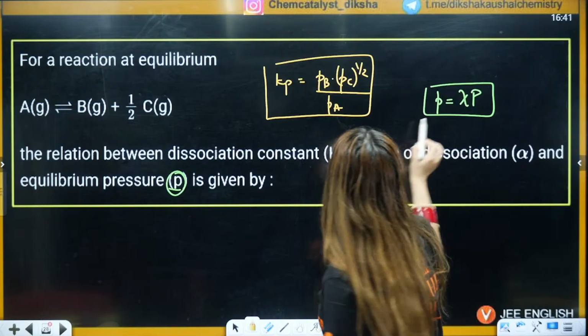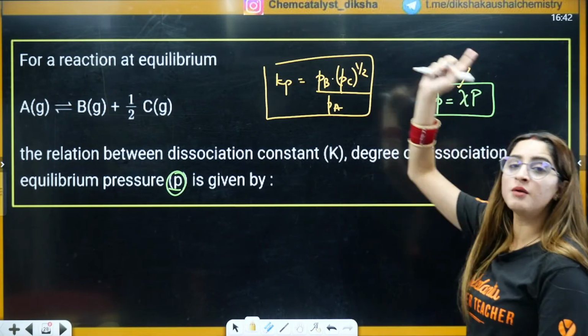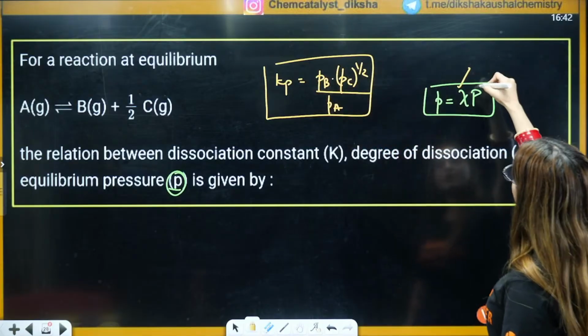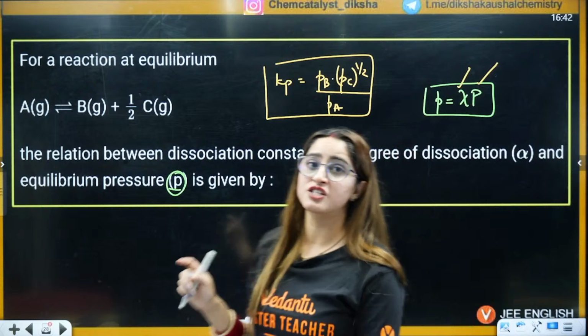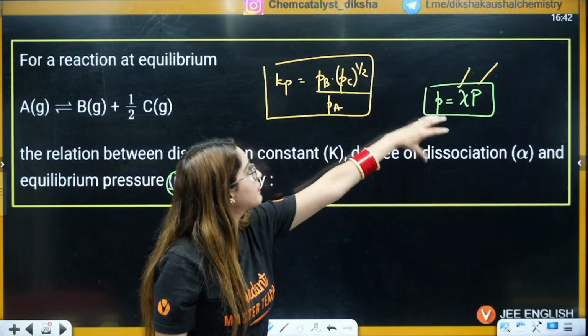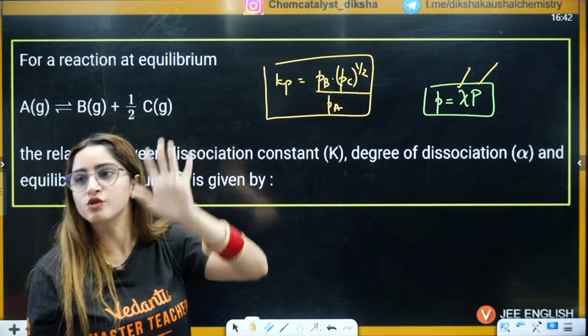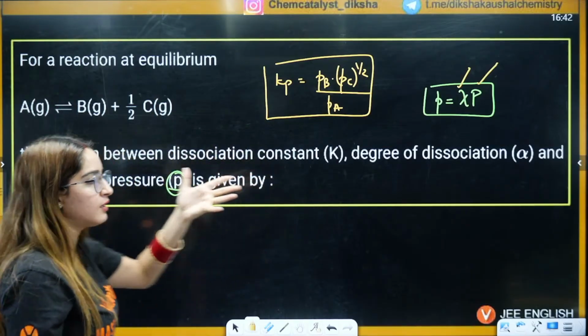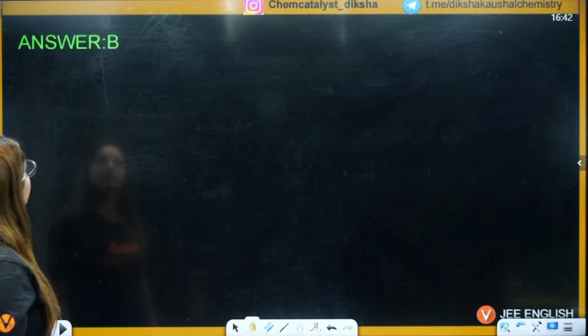Firstly, why have I told you this? Because first you will calculate the number of moles in terms of degree of dissociation. You will multiply it by P, then you will get the partial pressure. Then you will put the partial pressure in this equation, solve it, and you will get your answer. It's a lengthy problem, right? But it's a simple problem. Okay, so I'll just solve it for you here.